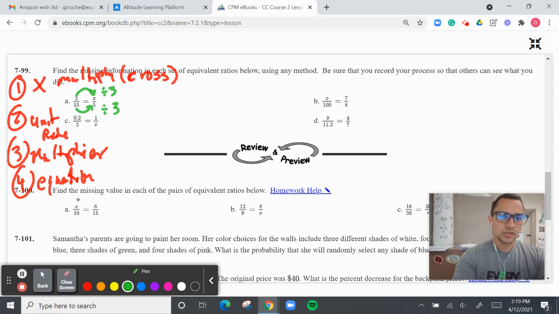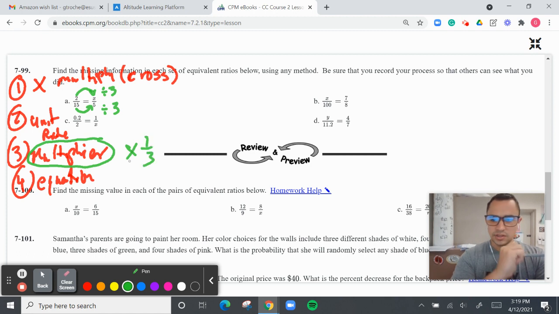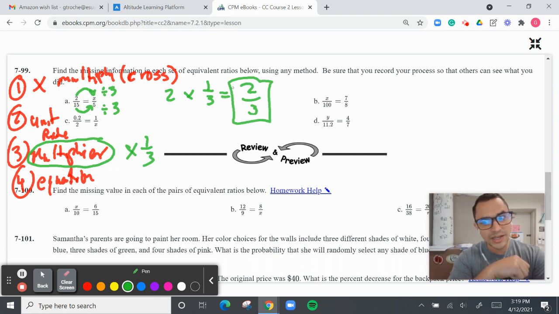So the multiplier would be times 1/3 in this situation, but divide by 3. It's just easier for me to say divide by 3, but the multiplier is times 1/3, right? Because it is 1/3 of the size. So it would be 2 times 1/3, which would be 2/3, which is 2 divided by 3. Same thing. All right, so 2 divided by 3, that should be it.